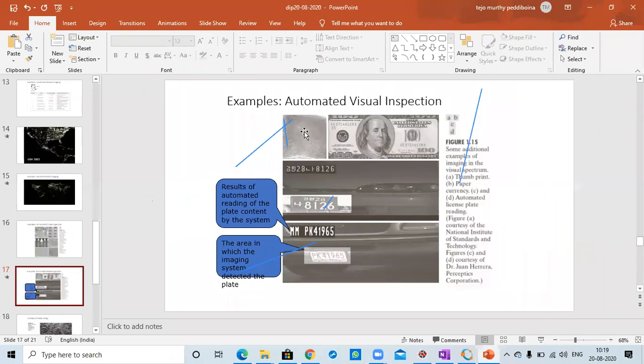Or otherwise, we can use fingerprints also for visual inspection. We can take the fingerprint image, and from the fingerprint image we can identify the person. For example, in biometrics we are using fingerprints. From the fingerprint data it will be like some circles, and these circles can be used for our identification purpose. Or paper currency also, you can identify the fake notes by automatic and visual inspection.